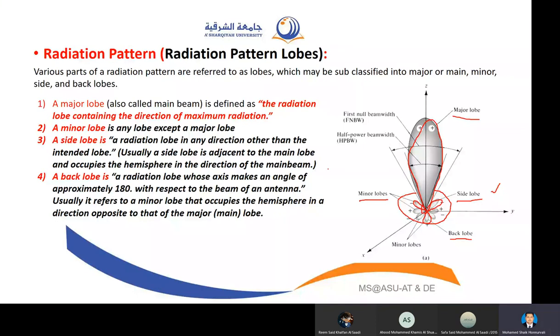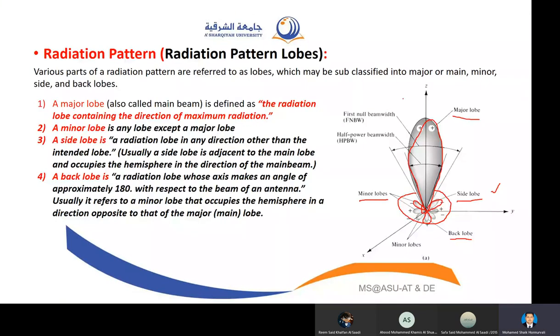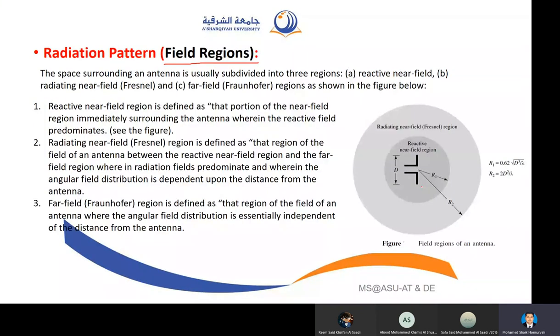Okay, now let's continue. Radiation pattern for field regions. So far we have seen how the electromagnetic waveforms travel in space. Based on the distance rho, we have created 3 regions. So for example, this is my antenna in the center.